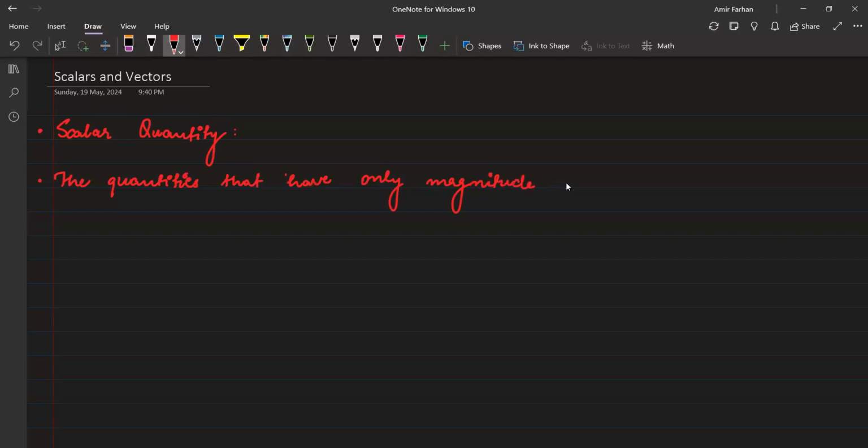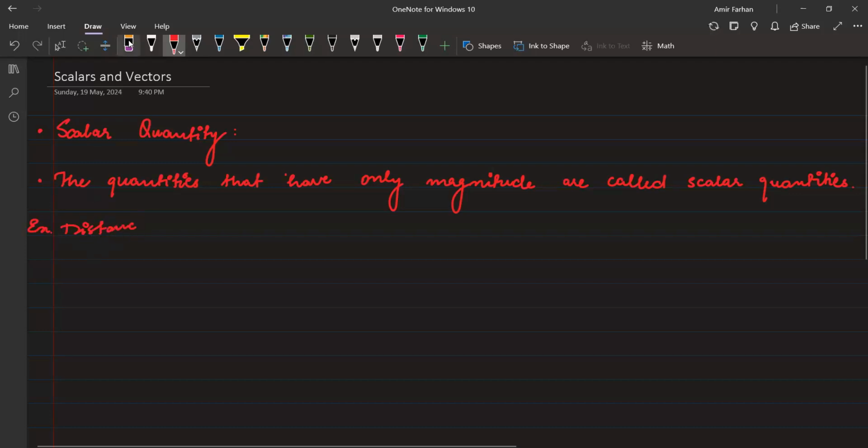Quantities that have only magnitude are called scalar quantities. So scalar quantities are those quantities which have only magnitude, no direction involved. Okay, Ayaan? For example, distance is a scalar quantity. We will understand this in the distance part when I cover the distance.